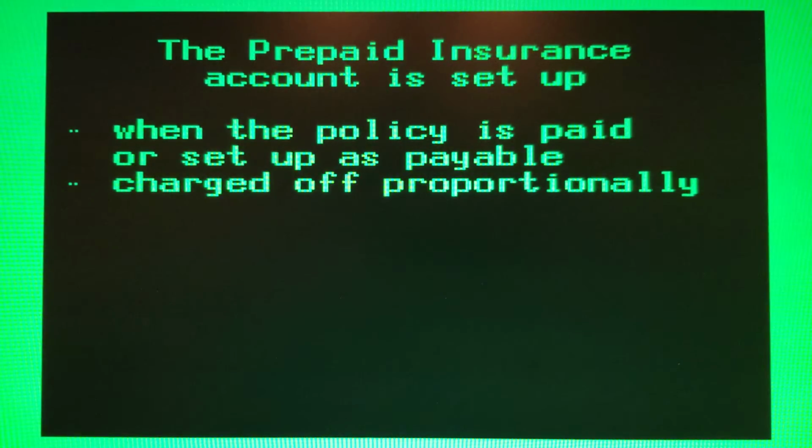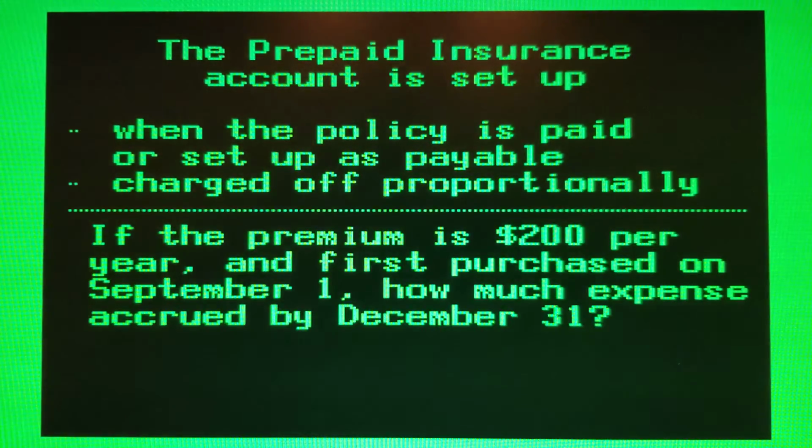The prepaid insurance account is set up when the policy is paid, or set up as a payable, but charged off as expense proportionally to the time expired of the insured period. If the insurance premium is $200 per year, and it was first purchased on September 1st, how much insurance expense has been accrued by December 31st?